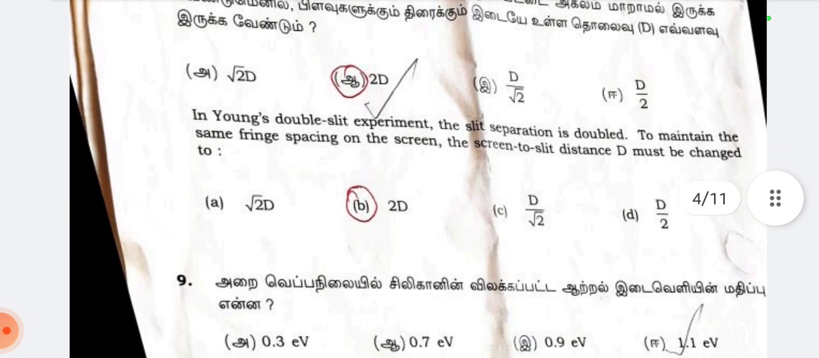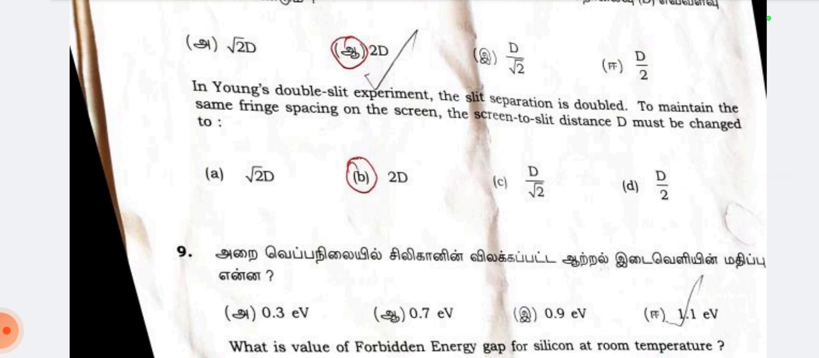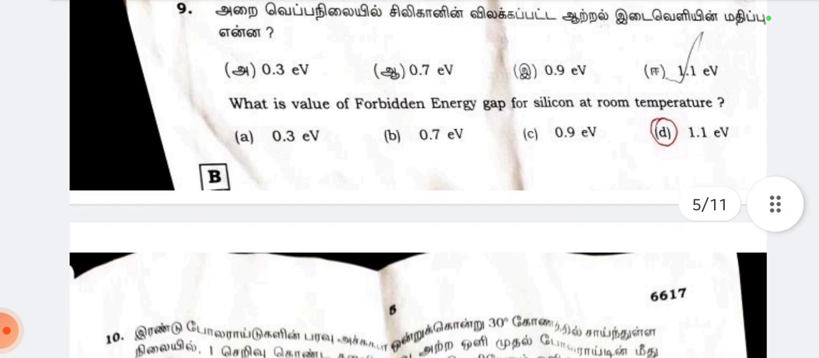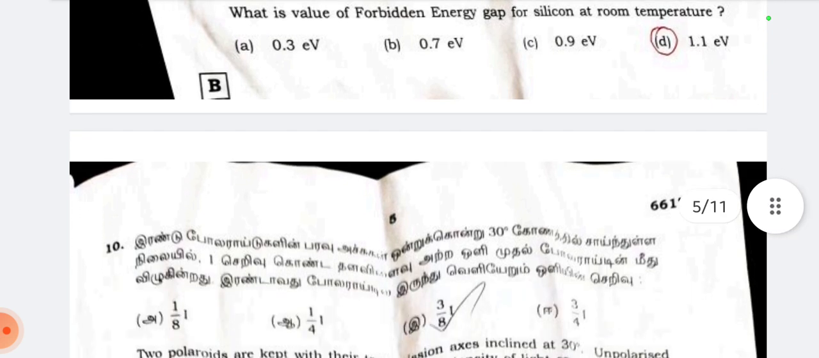Question number 8, in Young's double slit experiment, the slit separation is doubled. To maintain the same fringe spacing on the screen, the screen to slit distance D must be changed to option B, 2D. Ninth question, what is the value of forbidden energy gap for silicon at room temperature? Option D, 1.1 electron volt.